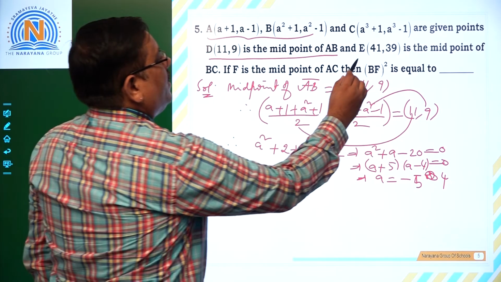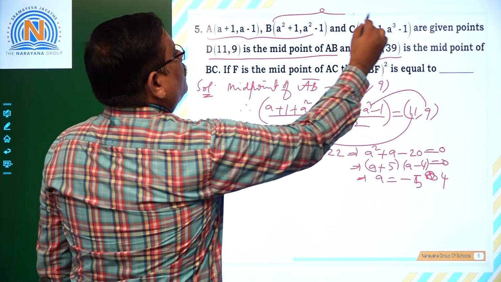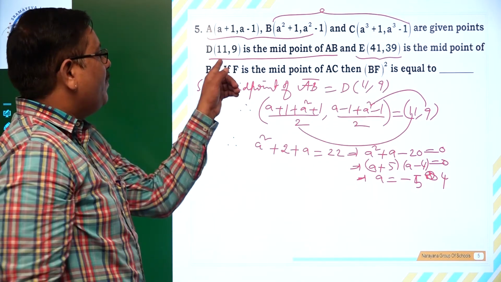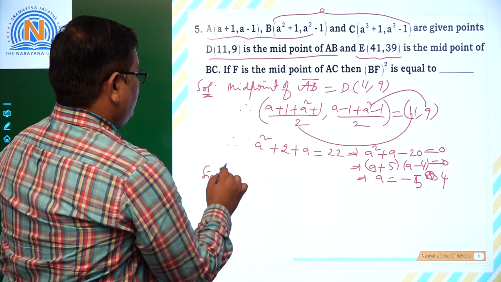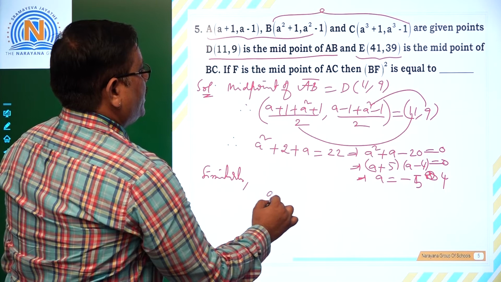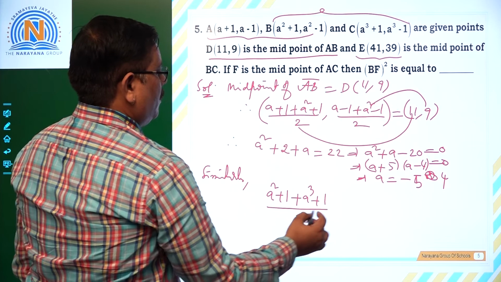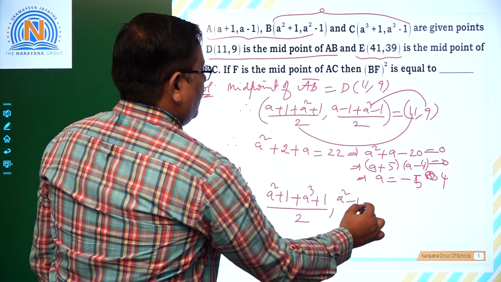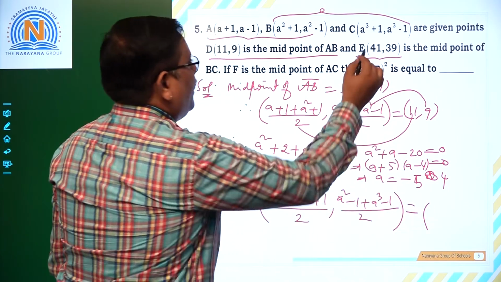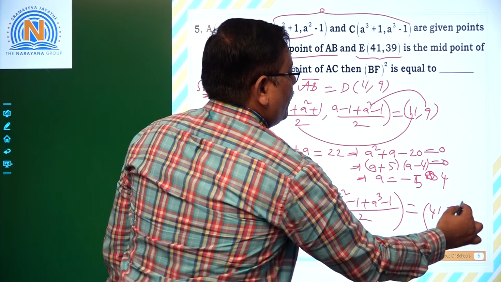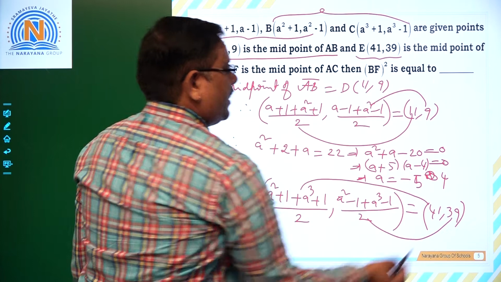Similarly, we have E (41, 39) is the midpoint of BC. For these two points, the line segment joining them, the midpoint is E. Then what do you get? Similarly, we can say (a square plus 1 plus a cube plus 1)/2 comma (a square minus 1 plus a cube minus 1)/2, that is going to be what? E, that is (41, 39). Even here we can take first coordinates equal as well as second coordinates equal.